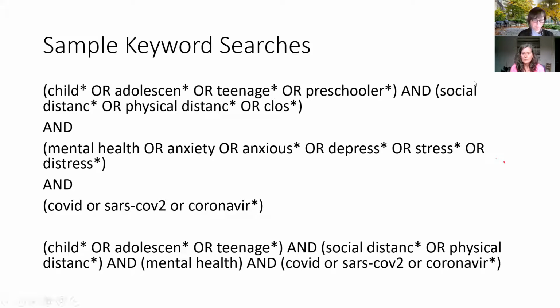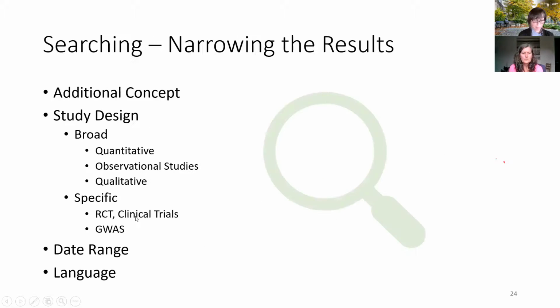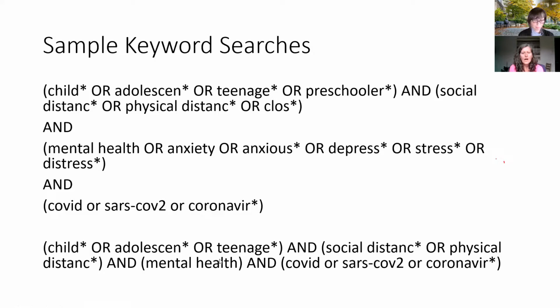We've grouped, oh, sorry, I can move this. This line could be down. So we've got the child, we've got the distance, we've got the mental health, and we've got COVID. So that's what the search strategy looks like, or can look like. But then again, you do this concept by concept.